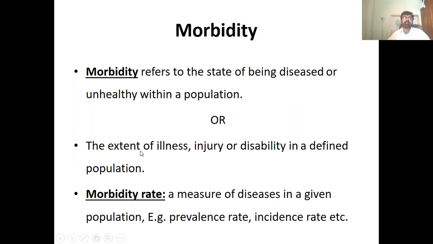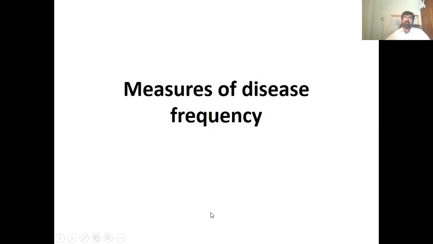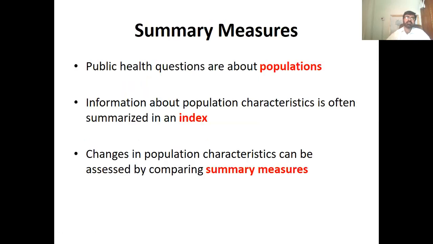This is another definition. And morbidity rate, similarly to mortality rate, we have to calculate the number of people who get the disease in a particular community. A measure of diseases in a given population, for example, prevalence rate and incidence rates, etc. So this prevalence rate and incidence rate are basically the measurement of the disease. Measurement of disease frequency. Summary measures.